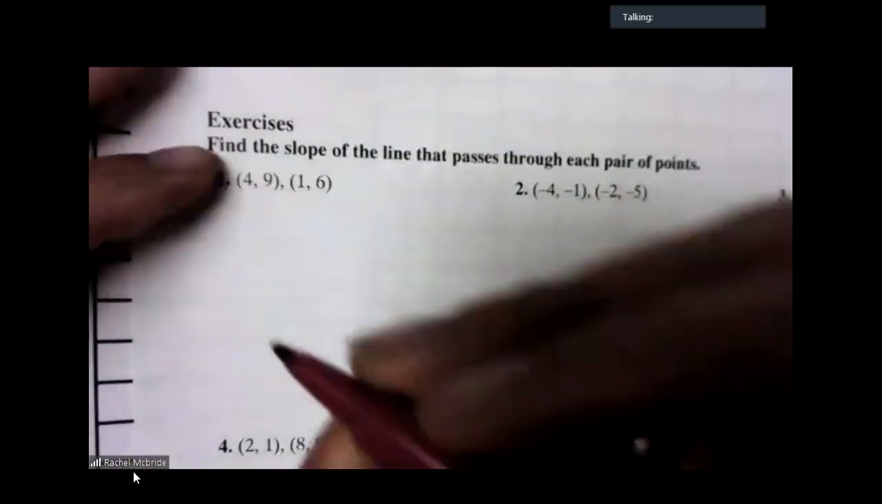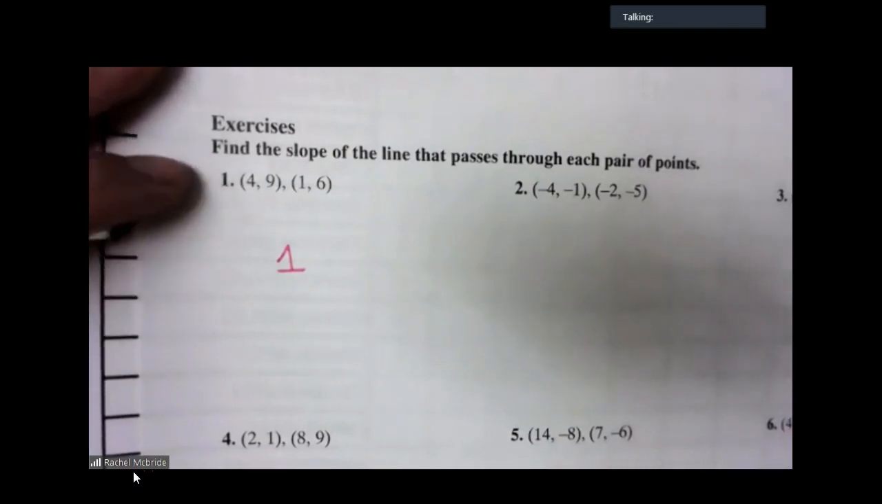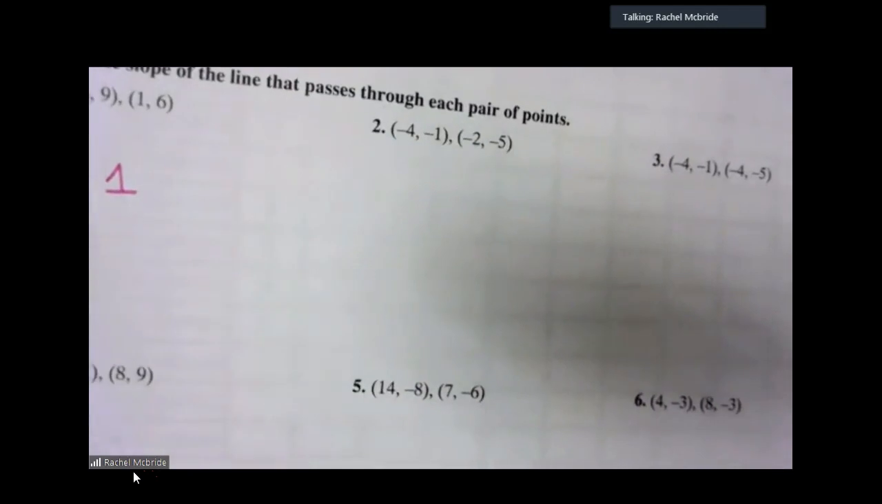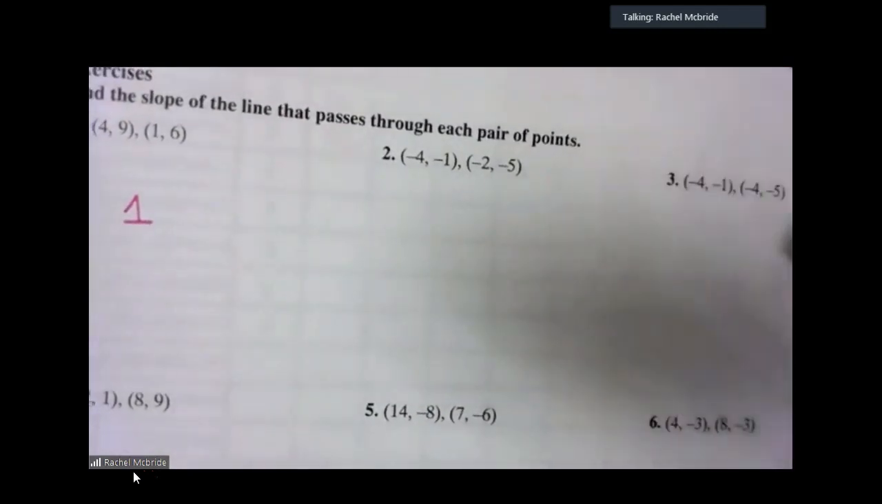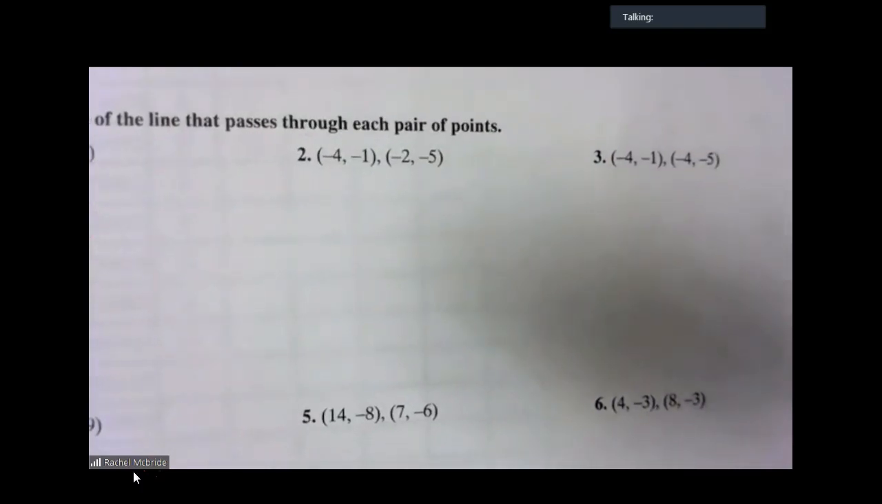1. Okay, Luke, number 2. Do it now, please. Okay, Nevaeh, number 3. Okay, so let's talk about it then.